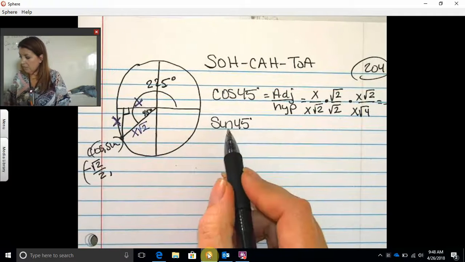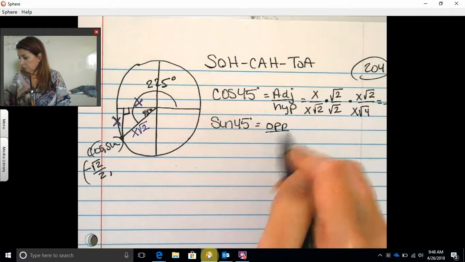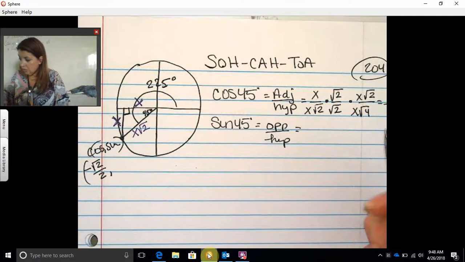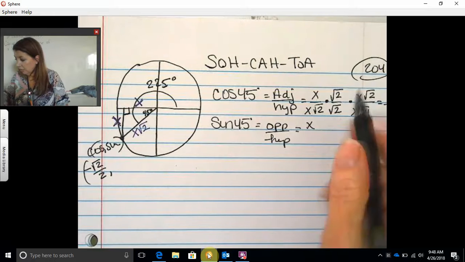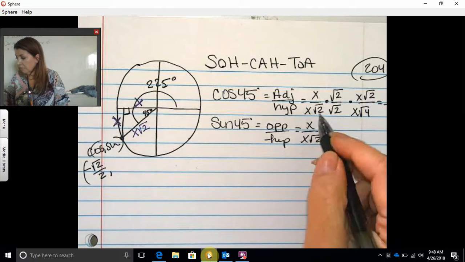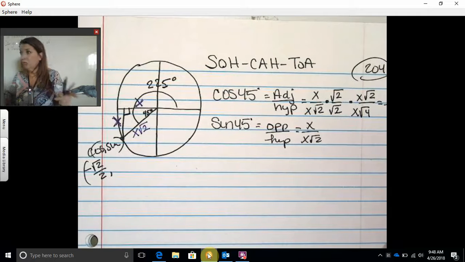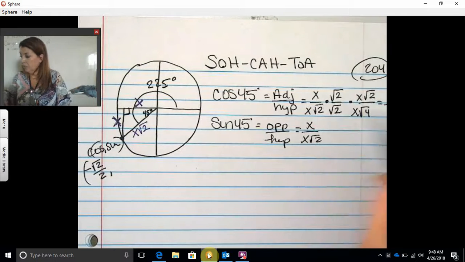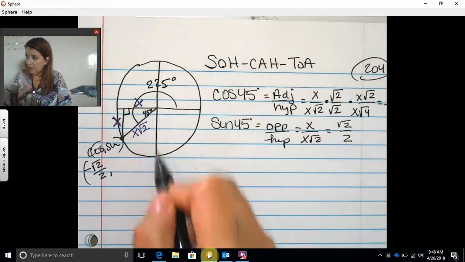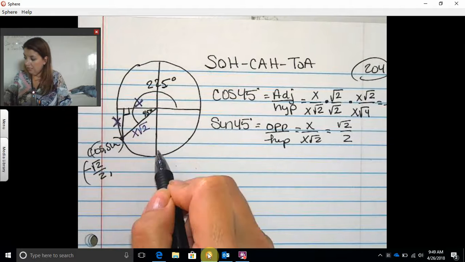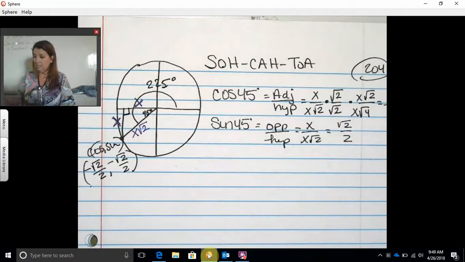So sine of the 45-degree angle. Sine is opposite over hypotenuse. So opposite of the 45-degree angle is x over x square root 2. Exact same thing as it was before. Notice when we have the 45-degree angle, that always happens, right? You're going to get the same thing. You just really have to pay attention to the signs. So we know the end result is square root of 2 over 2. And all of the y values in quadrant 3 are negative. So that x and y value, or cosine and sine, are identical.